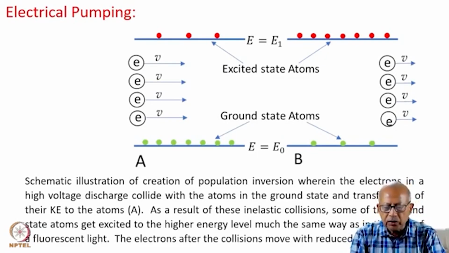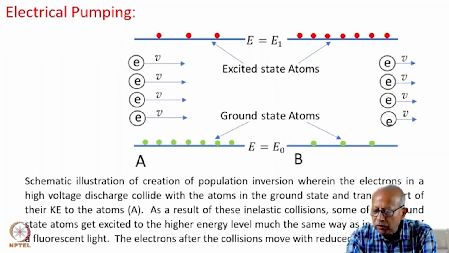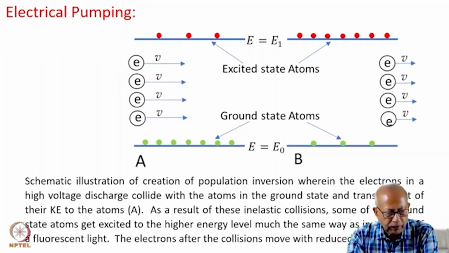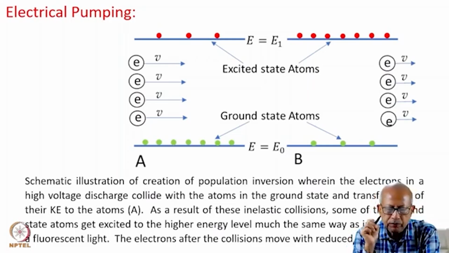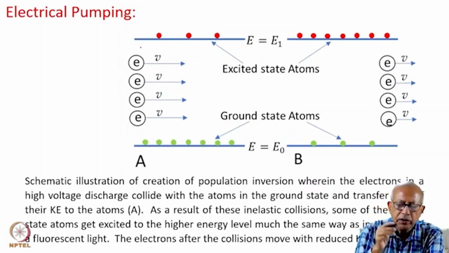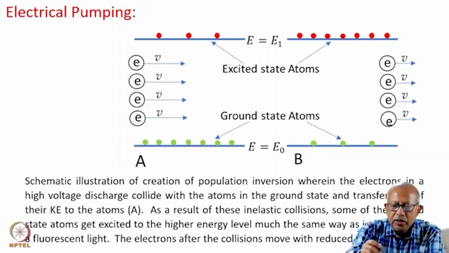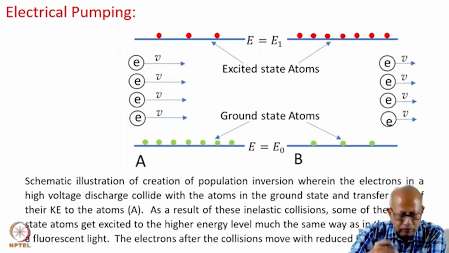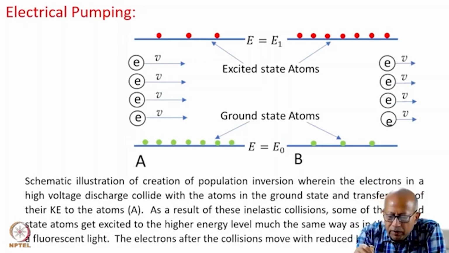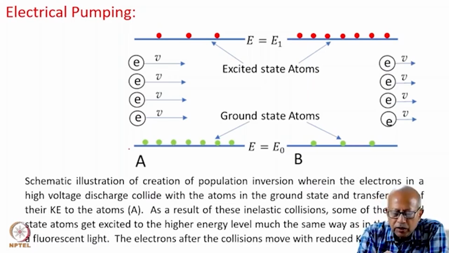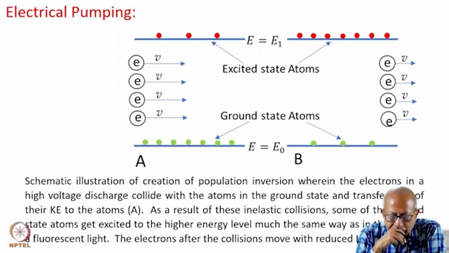This is a schematic illustration of the creation of population inversion, wherein the electrons in a high voltage discharge, some of which are shown here, have acquired some kinetic energy. Let us assume all of them have some kinetic energy, so they are moving with a velocity v. Initially, it is in thermal equilibrium, so following the Boltzmann distribution, it has more population in the ground state and less in the excited state.